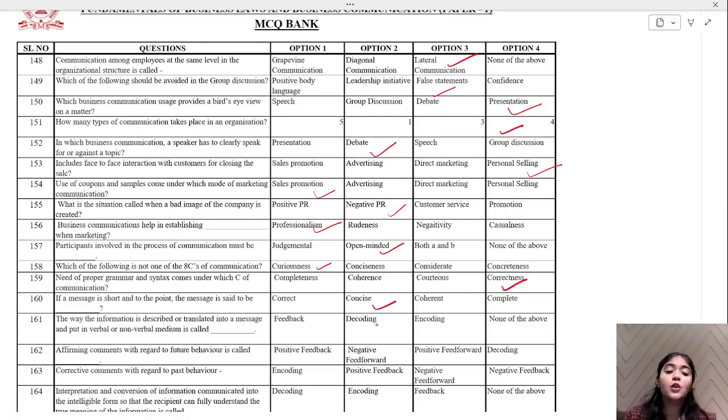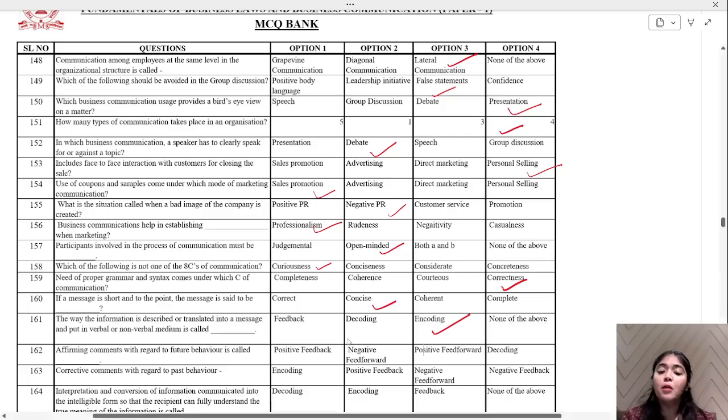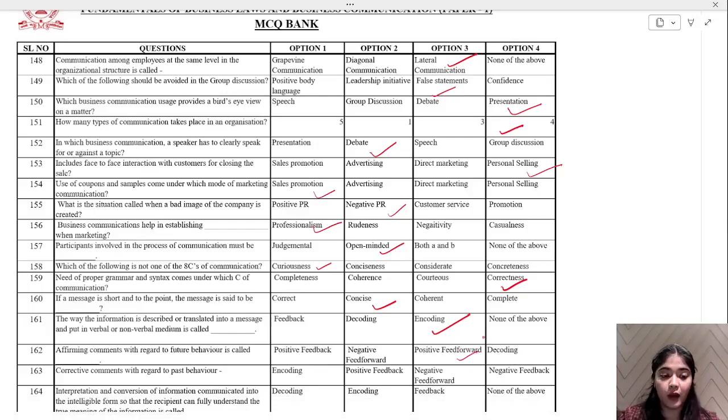Okay. The way the information is described or translated into a message is called as feedback, decoding, encoding, or none of the above. You are describing, translating, encoding. Okay. Affirming comments with regard to future behavior is called as positive feedback, negative feed forward, positive feed forward, or decoding. Tell me what it should be. It is positive feed forward. Okay. Now let's go ahead.